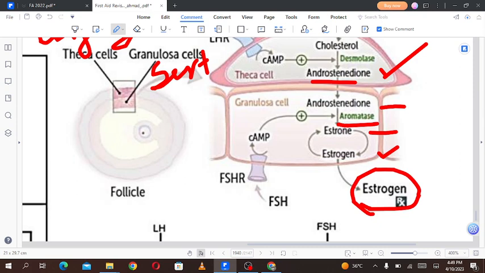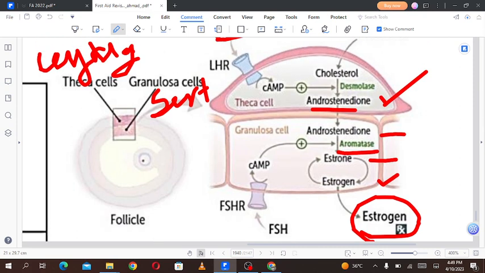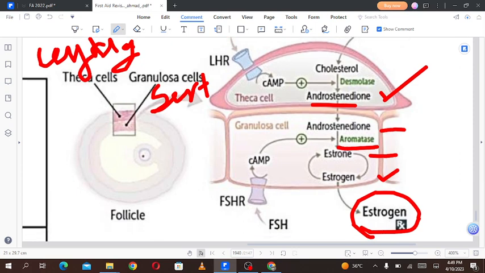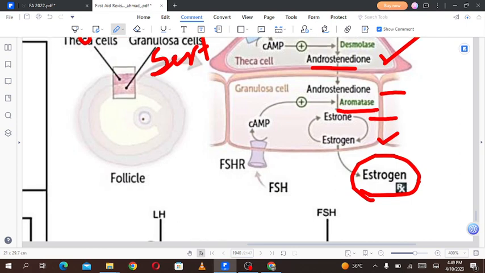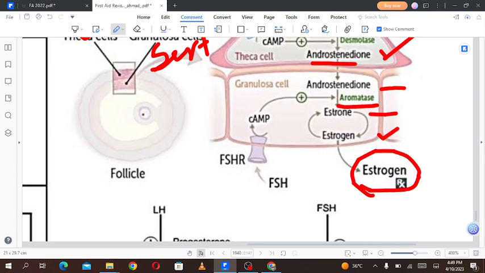So inside the ovary, we know that there are follicles, and in the structure of the follicles, the outer rim is formed by the theca cells, and the inner cells are the granulosa cells, and both of the cells will act in unison to form the estrogen. How? The LH will bind to the theca cells to cause the production of androstenedione from the cholesterol by the enzyme desmolase. That androstenedione will diffuse into the granulosa cells, where aromatase forms estrone, and that will be converted into estrogen, and that estrogen is then released into the circulation, and then it will perform its role.